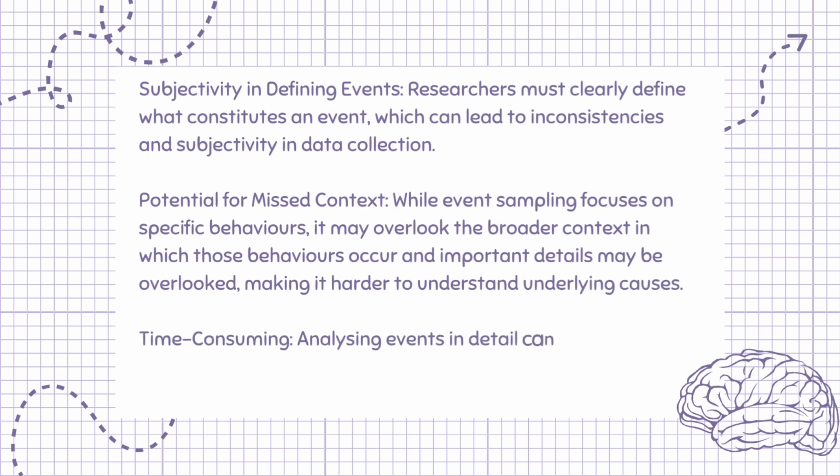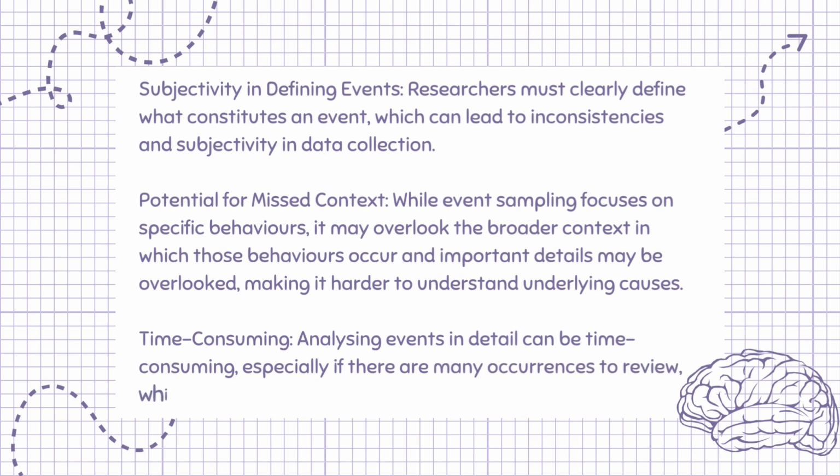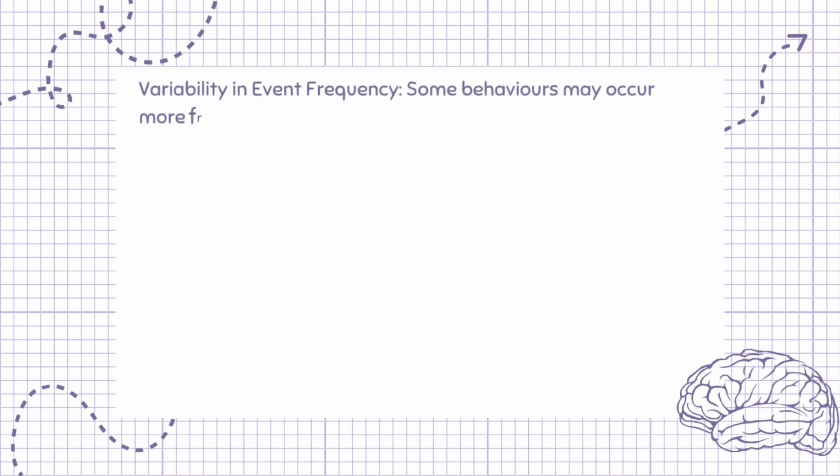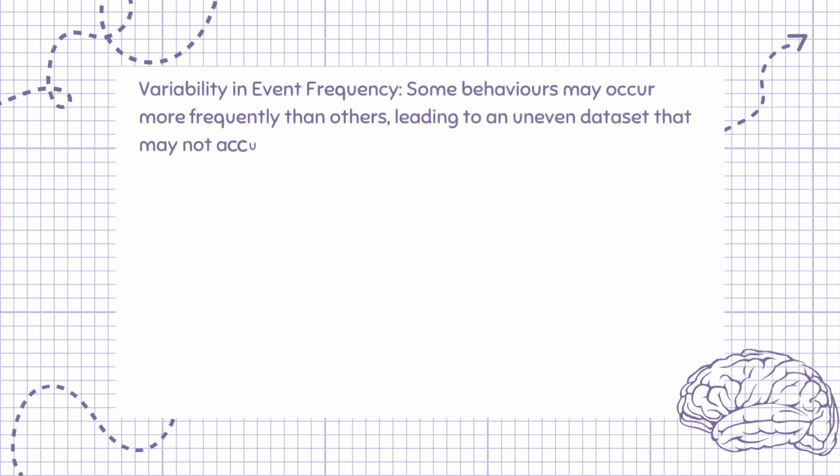Time-consuming. Analyzing events in detail can be time-consuming, especially if there are many occurrences to review, which may limit the sample size. Variability in event frequency. Some behaviors may occur more frequently than others, leading to an uneven dataset that may not accurately represent all behaviors of interest.